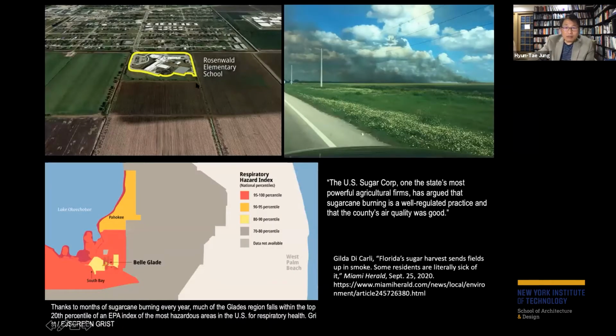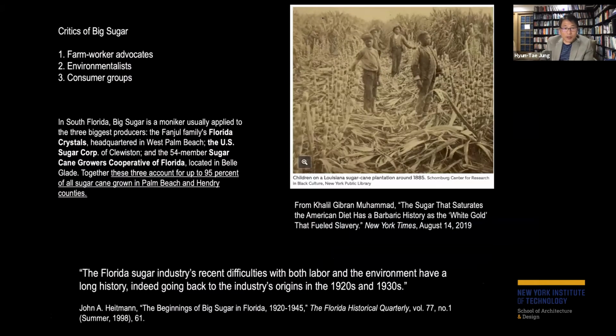And you can see there is a school in the middle surrounded by sugar cane, and you can see the smoke here. And then the respiratory disease is so prevalent here. That's one of the most dangerous places to live in the United States. Air quality is so bad, but there is not much people can do at this moment.